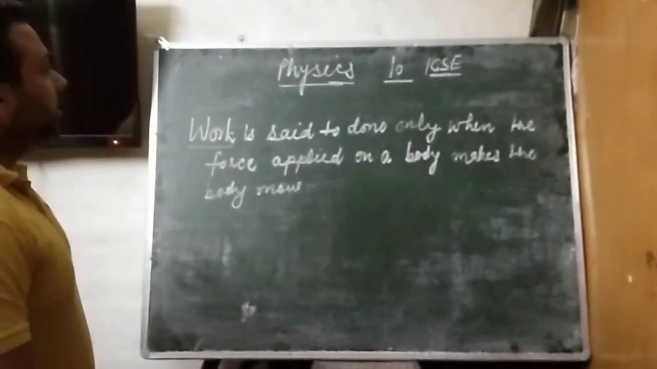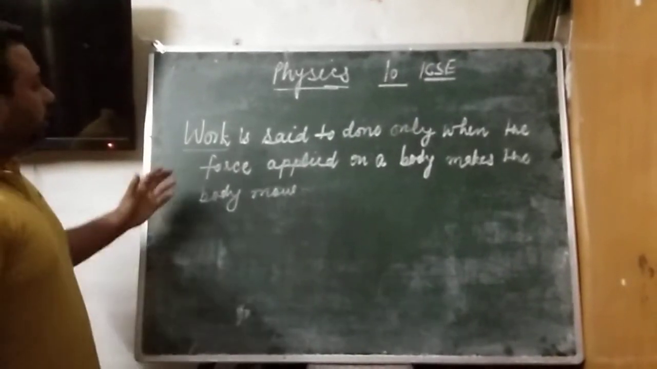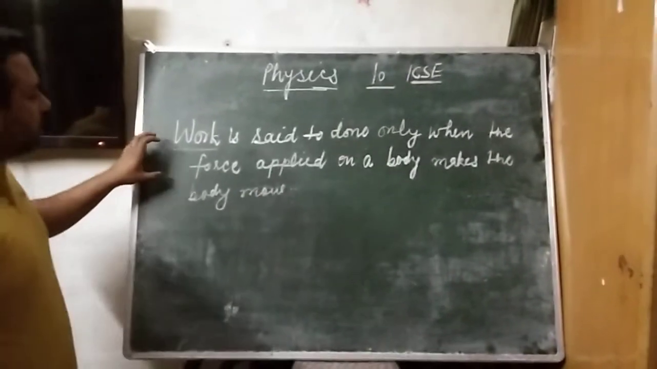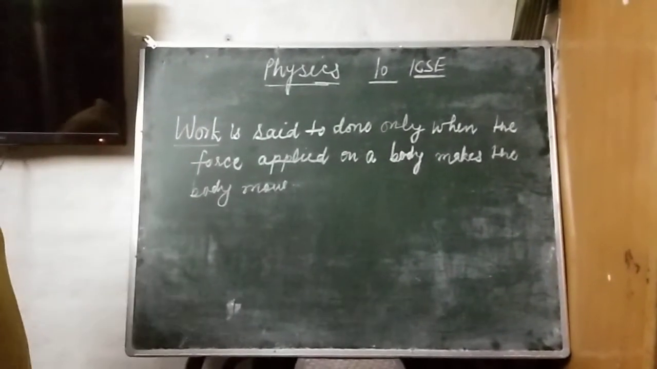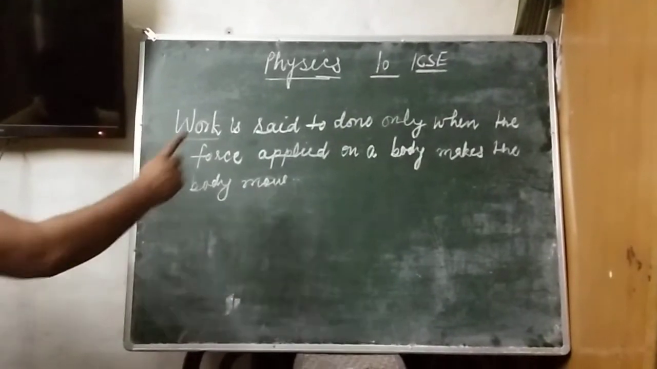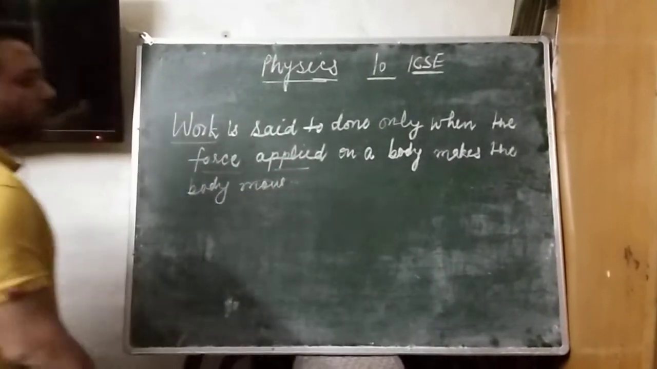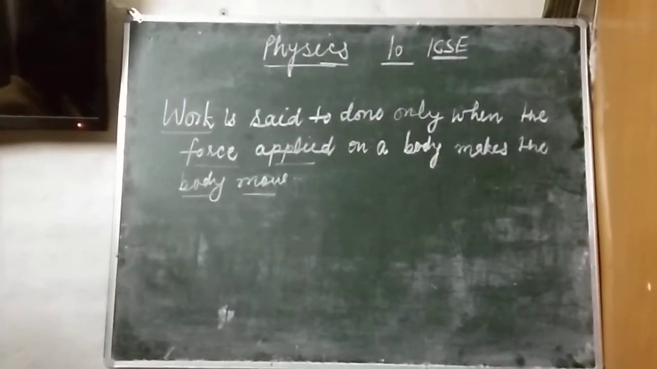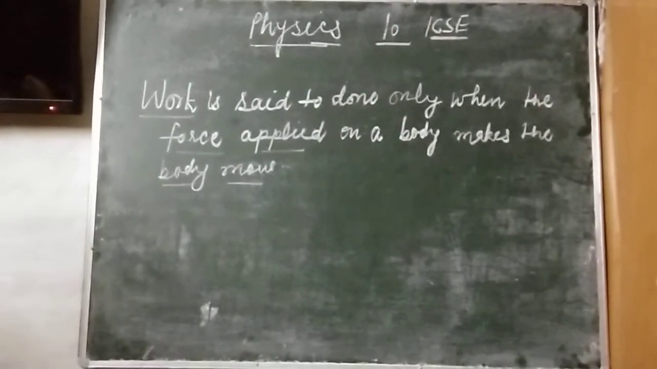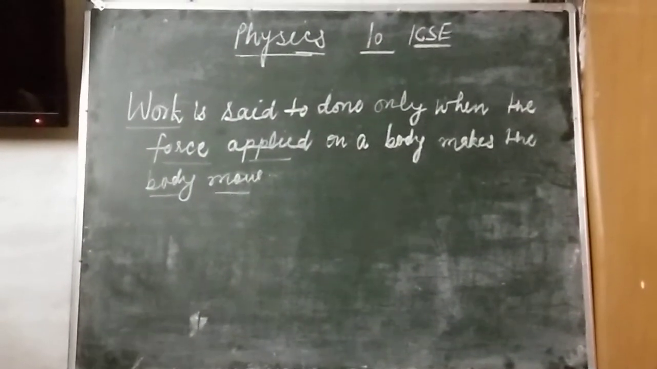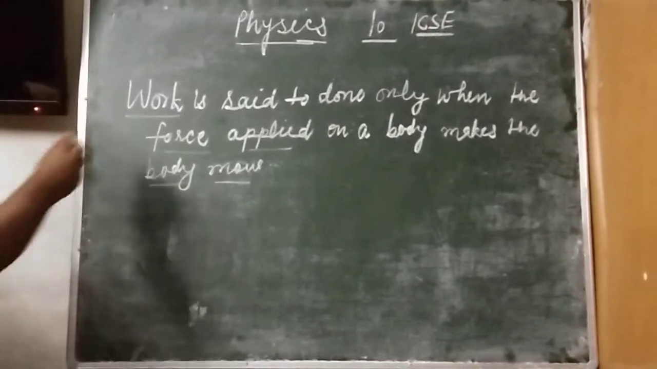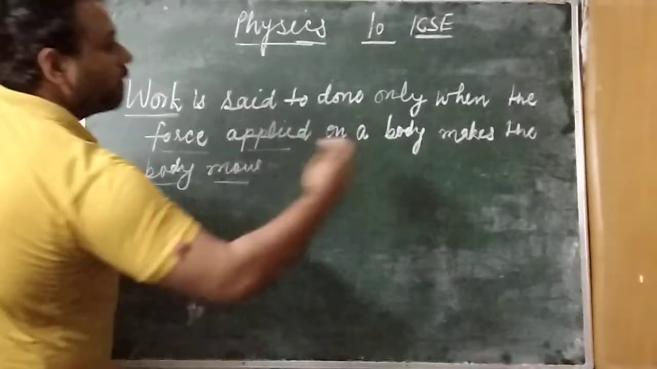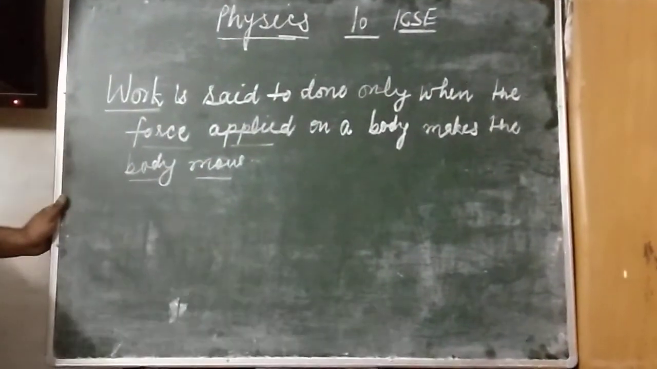So today we will do 10th standard physics, chapter 2nd, topic work. So in physics, what is work? When is work said to be done? Only when the force applied on a body makes the body move. That is, if we apply force on the body and the body starts moving, then work is said to be done. That is, in physics, work is said to be done if we apply a force and the body covers some distance.